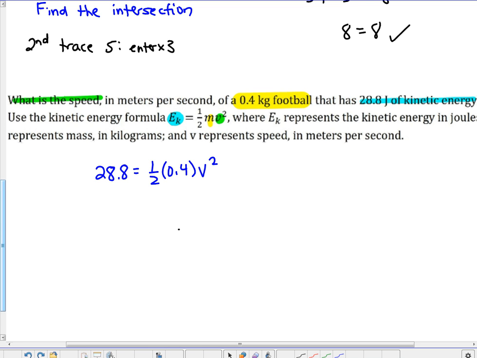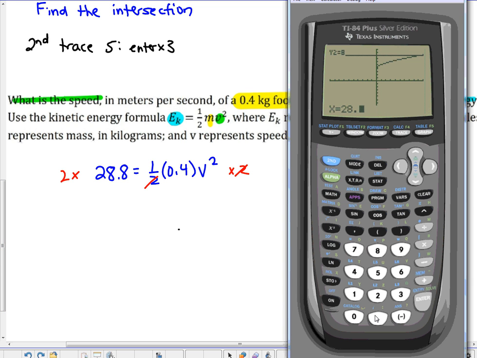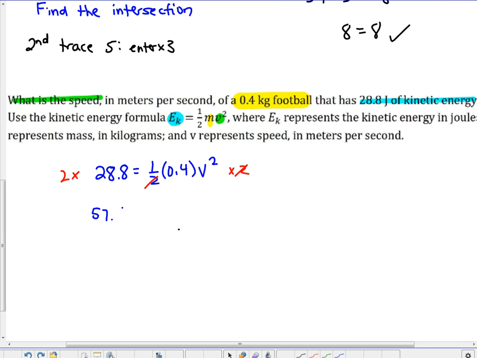Where would you start with this? Okay. You can multiply both sides by 2 if you want. Times by 2, times by 2. That gets rid of the 1/2. 28.8 times 2 is 57.6, equals 0.4 v squared. What's next?